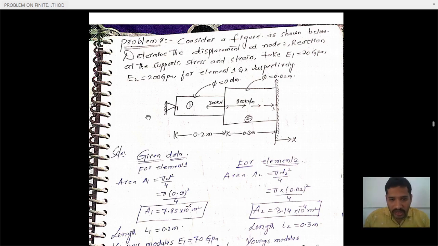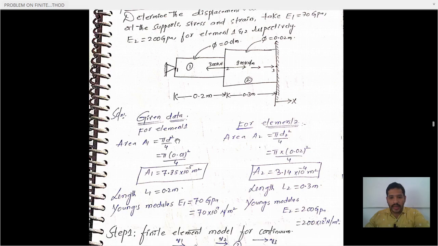Please observe this figure here. Here we have three nodes: first node, second node and third node. Joining the first node to the second node forms the element we can call E1. Joining the second node to the third node forms the second element. The first element's length is 0.2 meter and the second element's length is 0.3 meter. The total length of the first and second element is 0.5 meter.